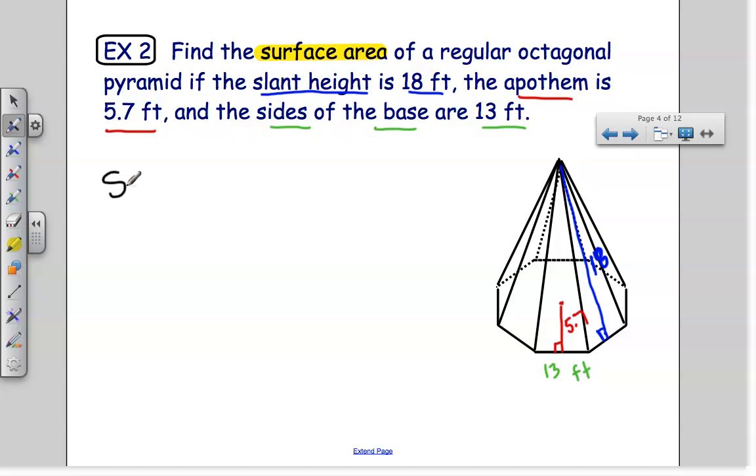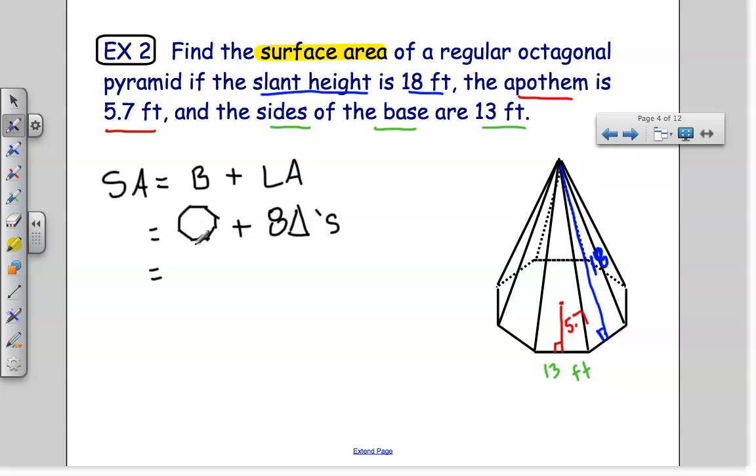Okay. Surface area of the entire pyramid. Let's think about what we're doing. First of all, we have the base. We're going to have to find the area of that octagon, the surface area of the base, which is this octagon here. Then I'm going to have to add in all of the lateral area. Well, how many triangles do we have? If it's an octagon and there's 8 sides, there's 8 triangles for the lateral area.